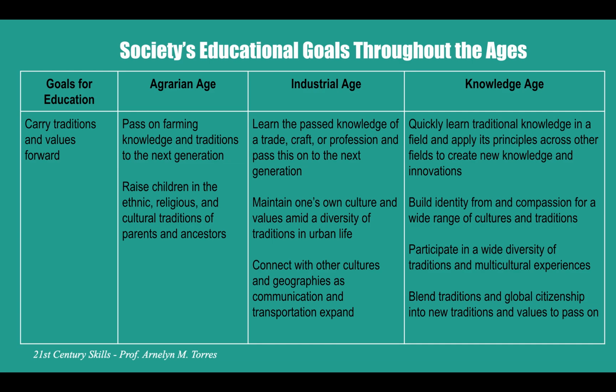And last would be to blend traditions and global citizenship into new traditions and values to pass on. So, as the world is getting smaller, and when I say smaller, it means that there are no walls, no divisions, no barriers, and so we become one global community. And becoming one global community would mean the blending of traditions, and this blending of traditions would also mean respect of diversity. And this should be passed on to the next generation for us to achieve a peaceful world and a better world.